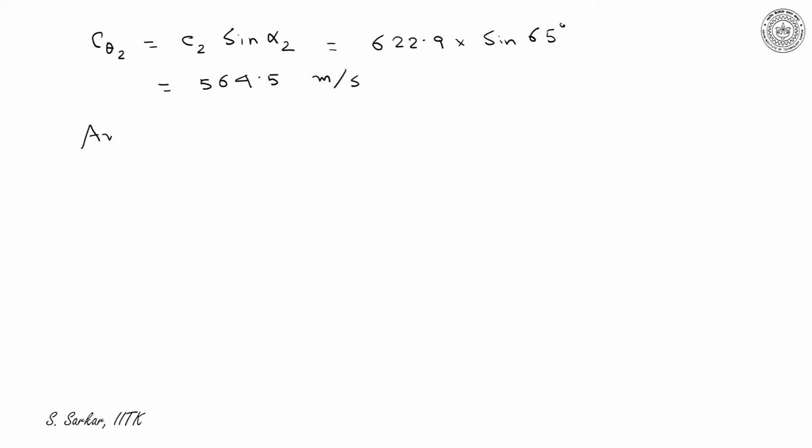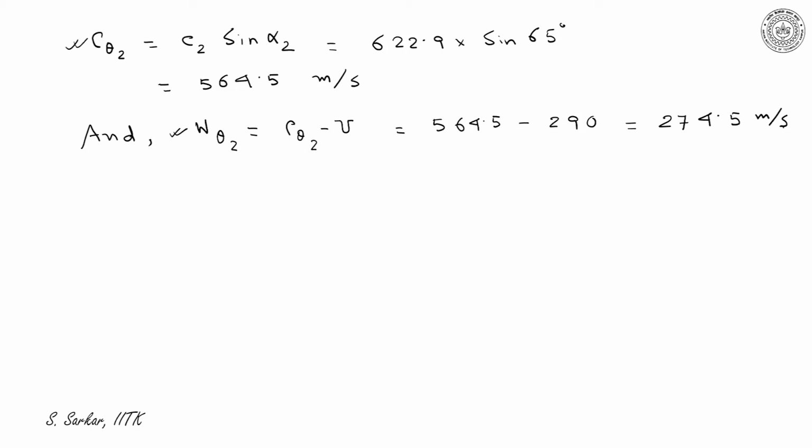And I can evaluate W theta 2 from velocity triangle, equal to C theta 2 minus U. C theta 2 I have evaluated as 564.5 and U is as given, 290 meter per second. So if you evaluate this, this should be 274.5 meter per second. So I have got W theta 2 now. I have got C theta 2 and I have got W theta 2.